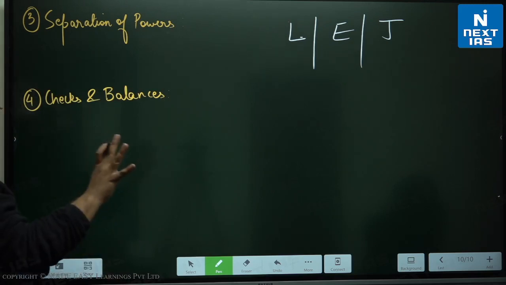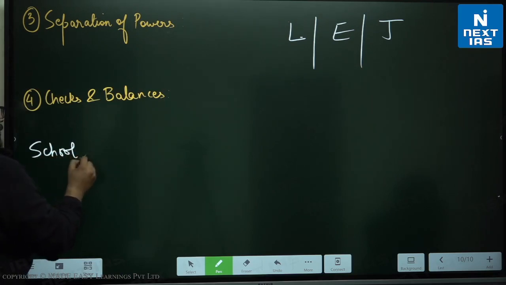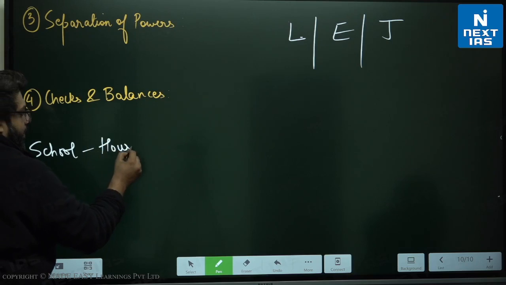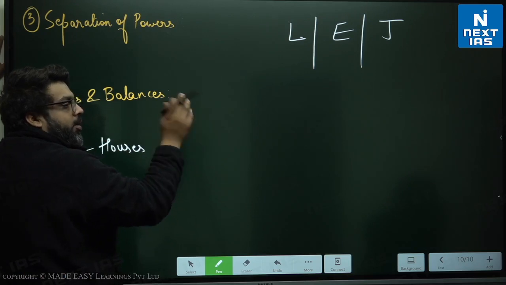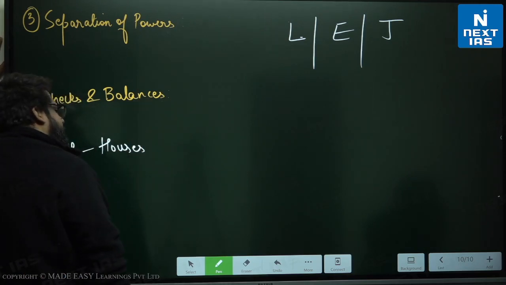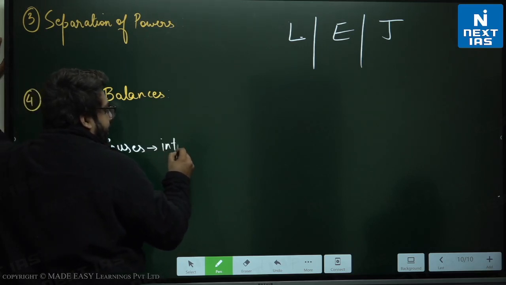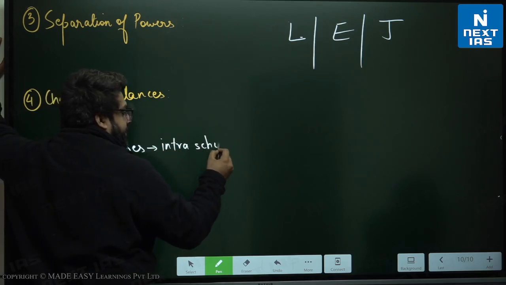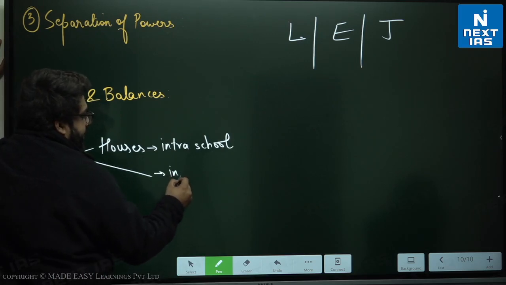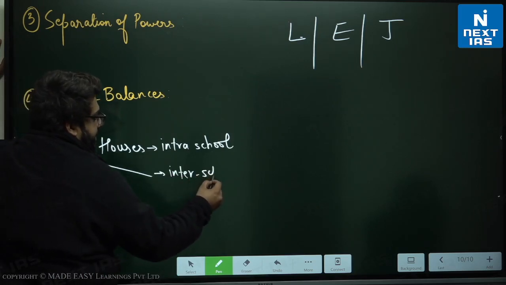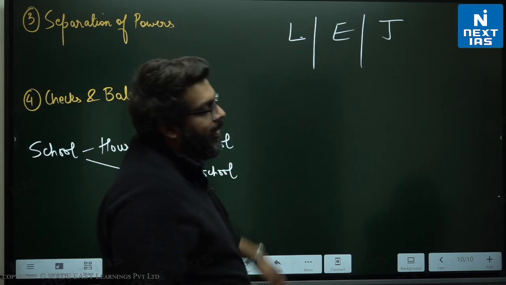Now comes the basic concept. You remember when we were in school, we all used to be divided into houses and we used to have inter-house competitions. You know, red house, green house, blue house, yellow house. These inter-house competitions were also called intra-school competitions. And of course, we had inter-school competitions. So you had something inter-school and you had something intra-school. Correct? The same thing also applies here.